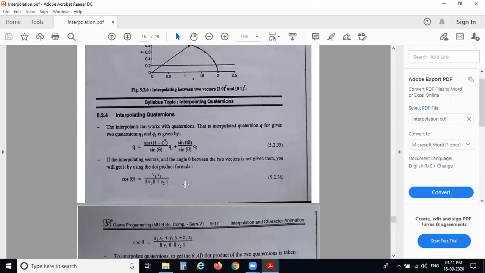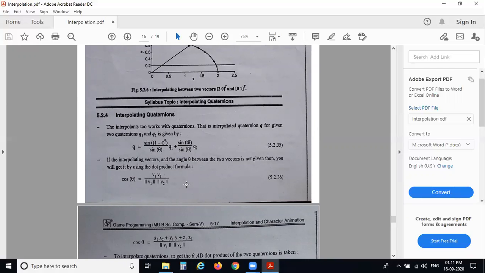Then the next point is interpolating quaternions. So the interpolation works with quaternions, that is, the interpolated quaternion q for given two quaternions q1 and q2 is given by the following. We studied the quaternion in detail in our first unit. So we take the two quaternions q1 and q2, where q is equal to sin (1 minus t) theta divided by sin theta into q1 plus sin t theta divided by sin theta into q2.